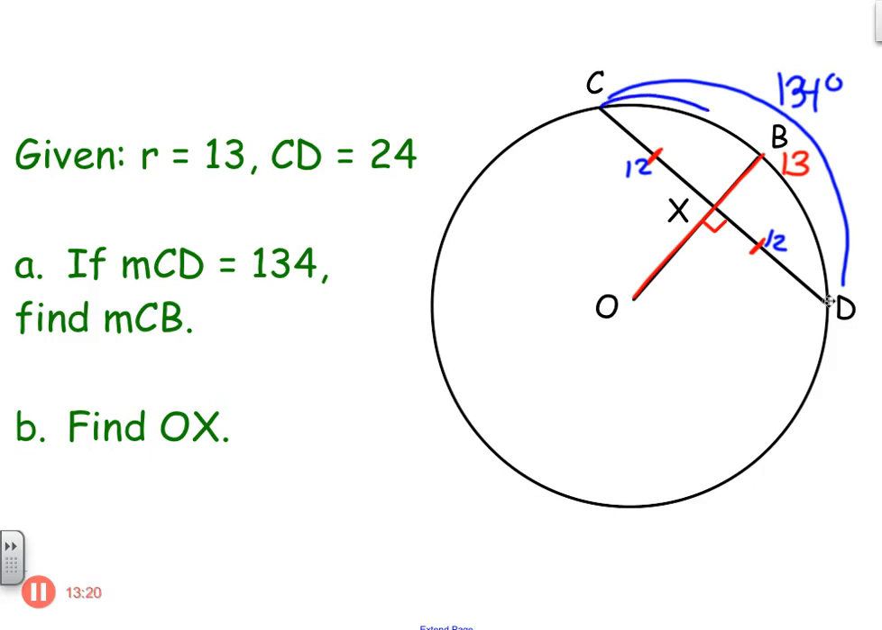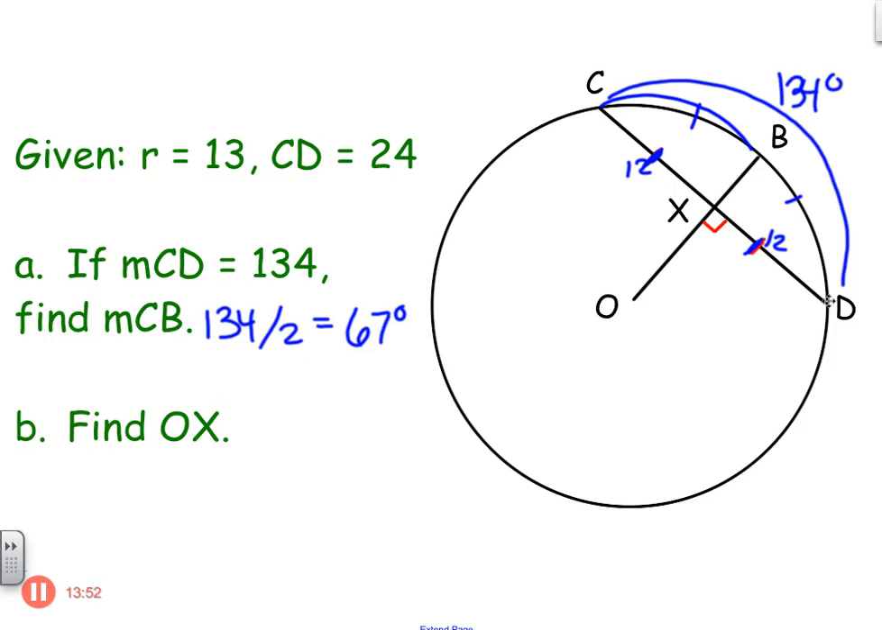can I find the measure of CB? Okay, so I'm going to ignore that 13 right now. So remember that theorem, if the chords were congruent, then the arcs were congruent. So I can split 134 degrees into 2 equal parts. And so that means it would be 67 each. So CB is going to be 67, and then BD is going to be 67 as well.